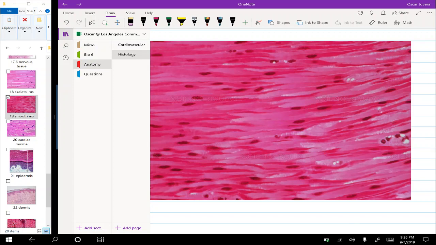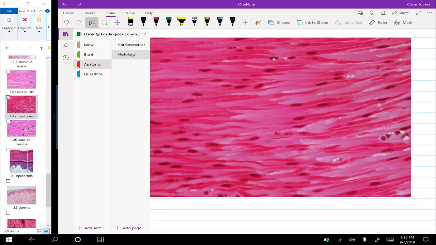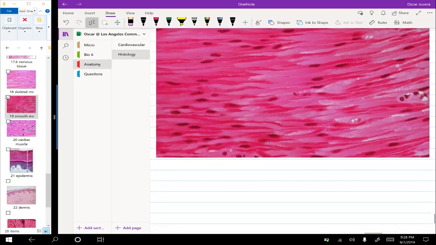Question: is this voluntary or involuntary? 3, 2, 1. Involuntary. I hope you said involuntary, and I kind of look like Dora, but I swear that this is the best method to study. Where in the body can this be found? Hollow organs. A hollow organ is anything like your stomach, esophagus, small intestine, large intestine. So you can give any of those organs in your test.